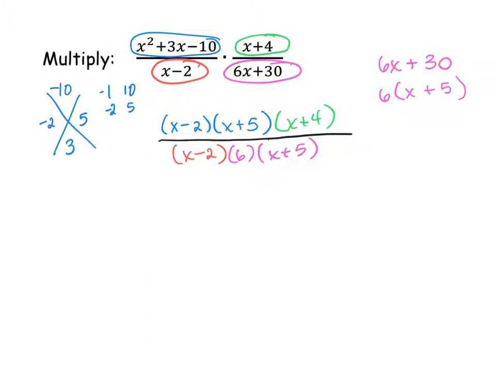All those little details we got to watch out for. Okay, my apologies for that. So now I can cancel things out. X minus 2 over x minus 2, x plus 5 over x plus 5. And now I have x plus 4 on the top over 6 on the bottom. And remember, I can't do any canceling here because I'm adding now and I'm not just multiplying and dividing. So that's multiplication for rational expressions.